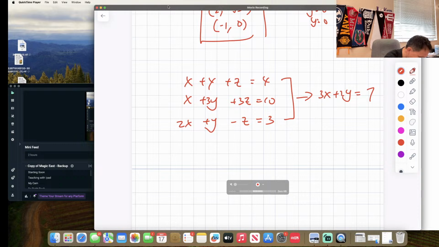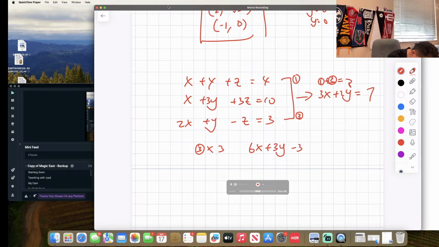I just add the first one. I'm going to call the equation 1, equation 3. So 1 plus 3 is equal to this. Now I'm going to multiply equation 3 by 3. So we're going to say that's equation 4. So it'll be 6x plus 3y minus 3z is equal to 9. Any question here?